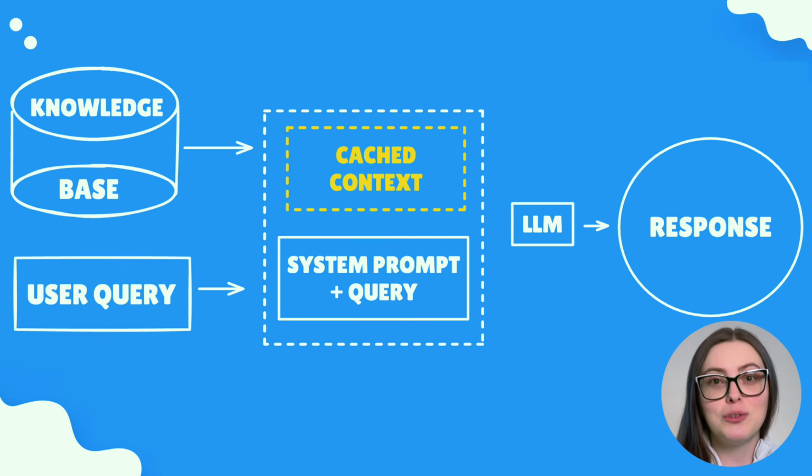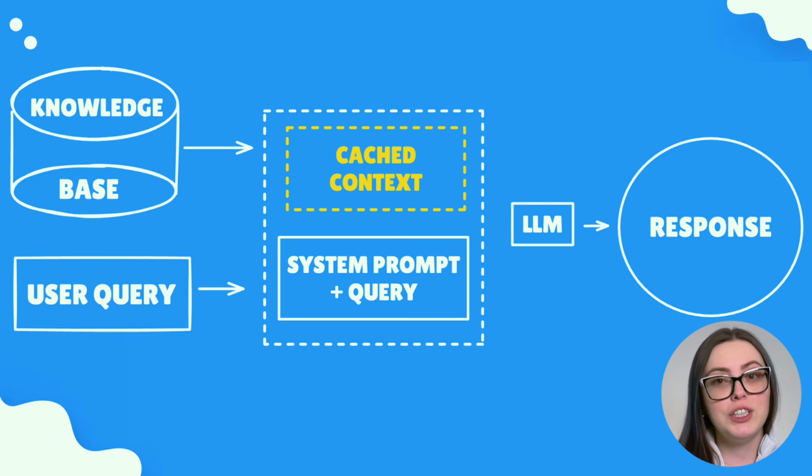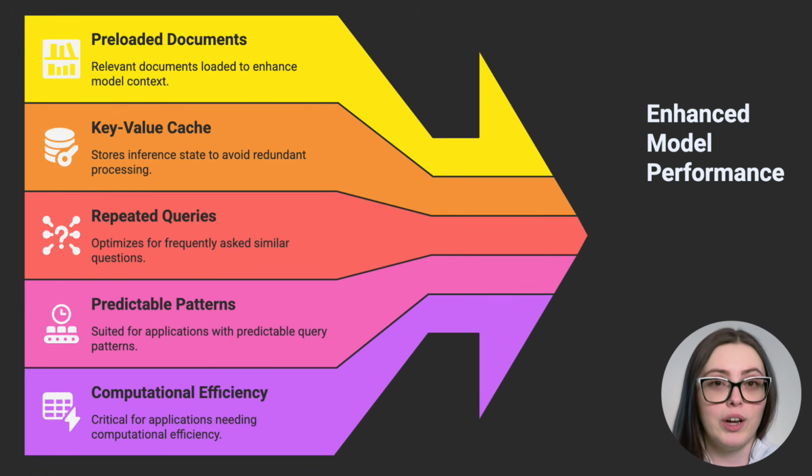Cache Augmented Generation preloads relevant documents into a model's context and stores the inference state, the key-value cache. It maintains a cache of previous computations to avoid redundant processing. It is particularly useful for repeated queries or similar questions. Cache Augmented Generation reduces latency for common queries.